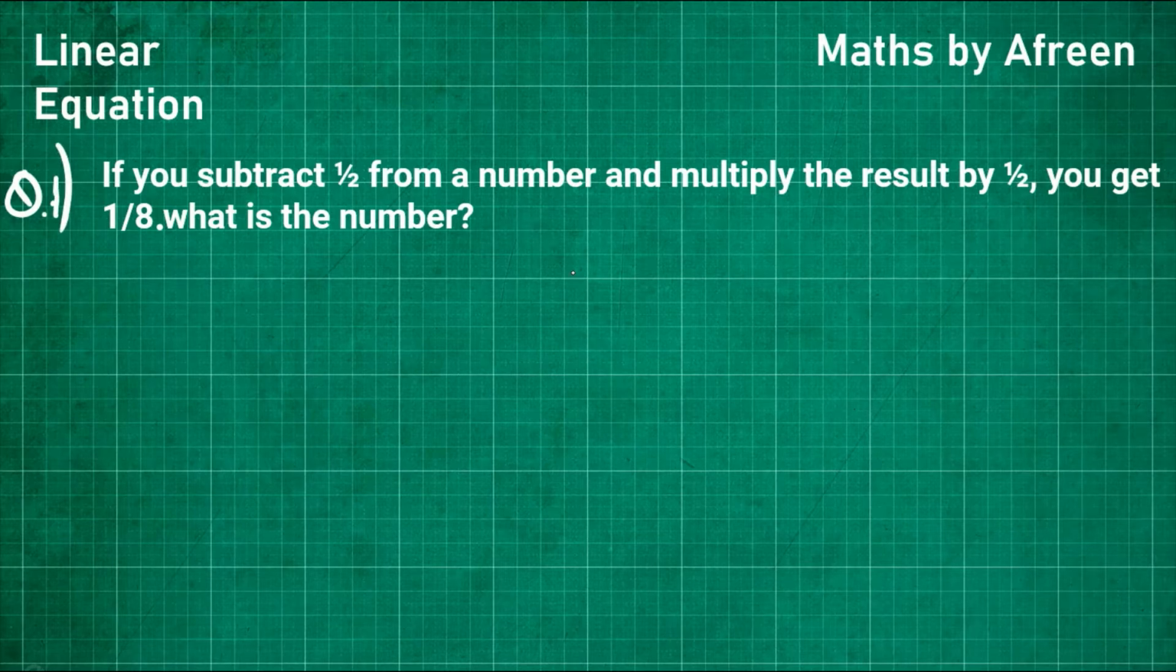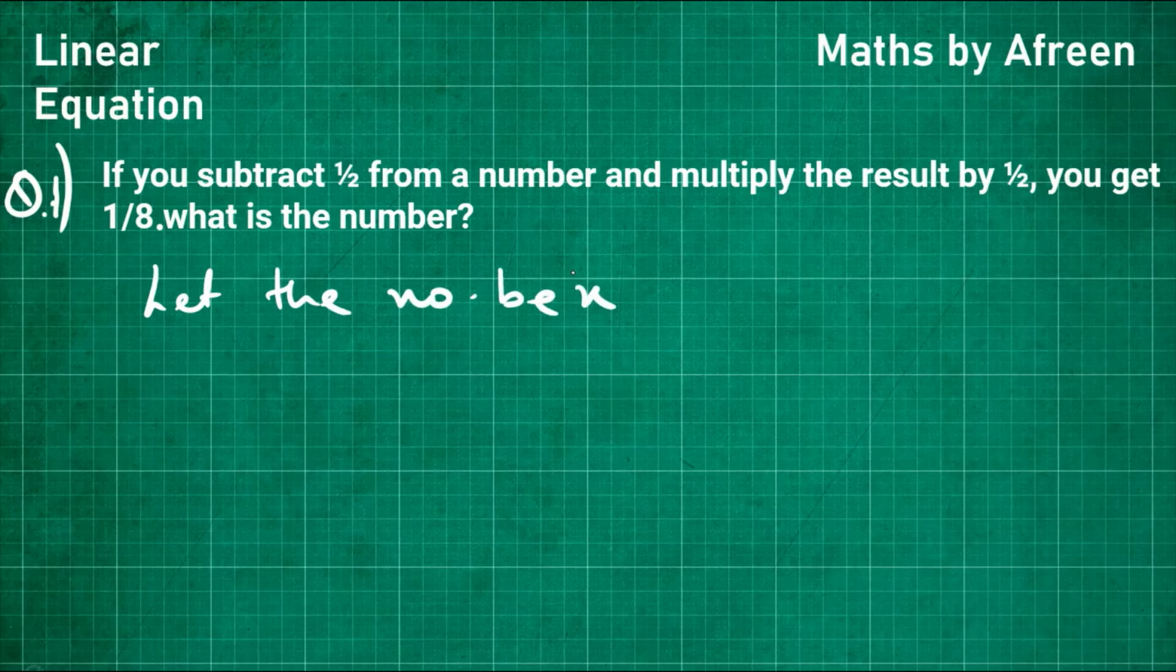Our question number 1 is, if you subtract 1 by 2 from a number and multiply the result by 1 by 2, you get 1 by 8. So what is the number? Here, first we will take the unknown number as x. Let the number be x.